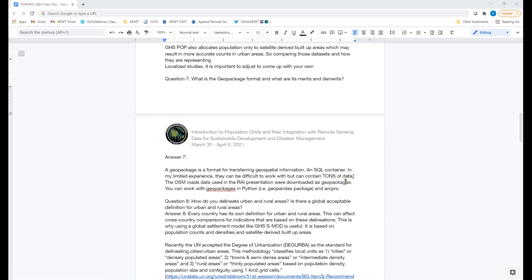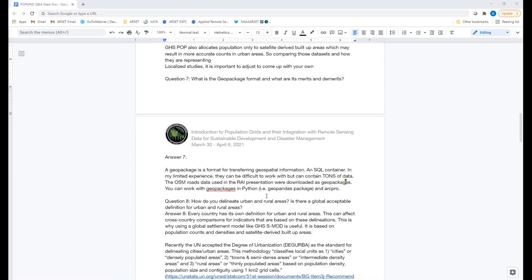James, maybe you want to chime in since you have the most experience working with that for our project. Yeah, so I wrote this little answer. I worked with GeoPackage for the project that Linda presented on the RAI. So it's like another format for transferring geospatial information. It's like an SQL format. So if you're familiar with that, it's pretty easy to use.